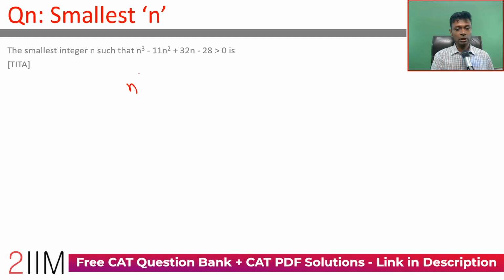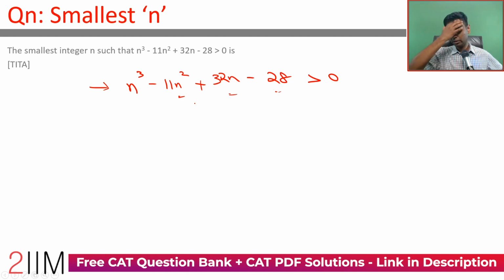39 works. n cube minus 11n square plus 32n minus 28 greater than 0. The smallest integer n. See, n cube is powerful. So if you put 100, then n cube will kill everything else. These are reasonable coefficients, and n cube is very powerful. So if n cube is positive, n cube is way more powerful than n square, way more powerful than n.